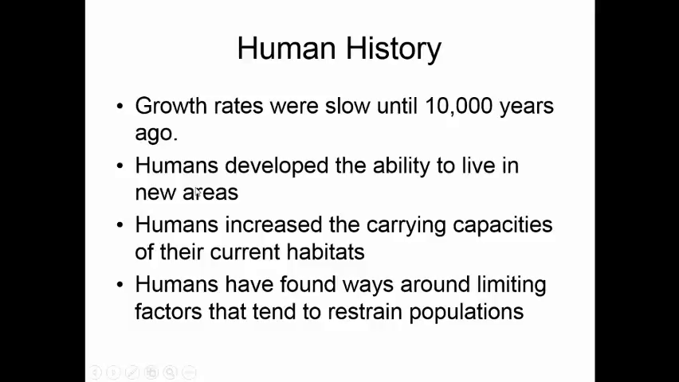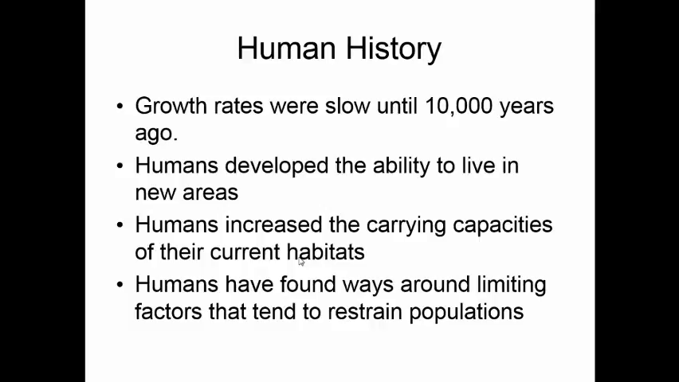Humans develop the ability to live in new areas. Humans increase the carrying capacity of their current habitats, so we are one of the few organisms that can actually do that. We can increase the carrying capacity by starting to grow crops and by importing things and pulling in things from larger areas. And so we can increase the carrying capacity by providing and creating our own food sources. So humans have found ways around limiting factors that tend to restrain the population.